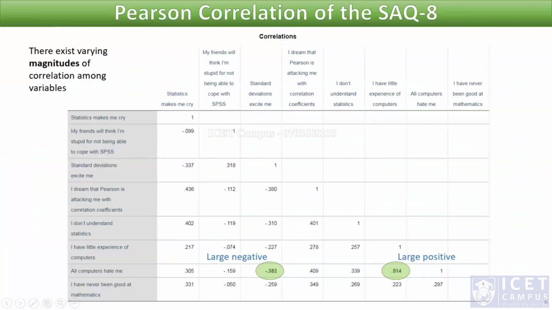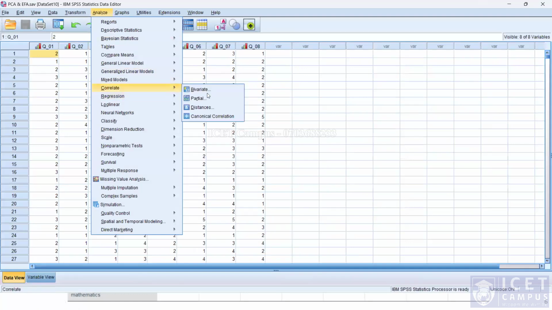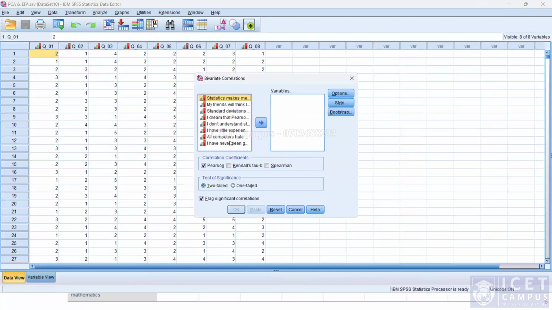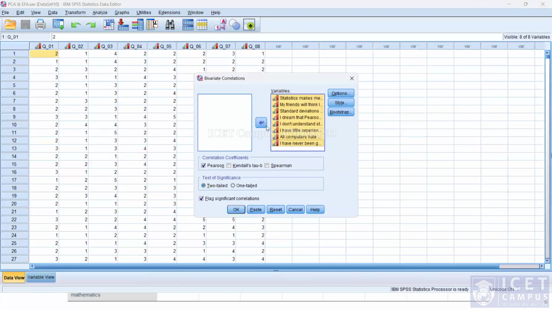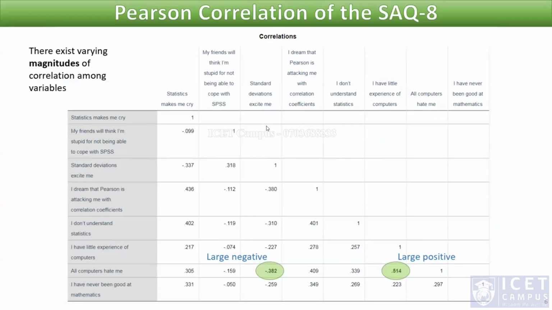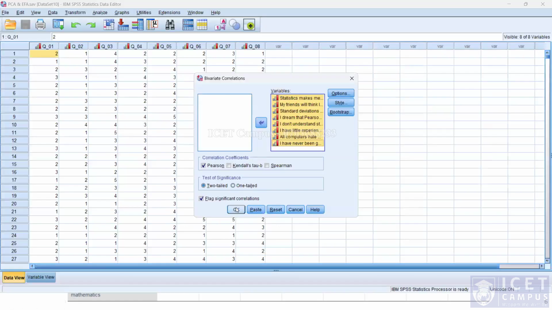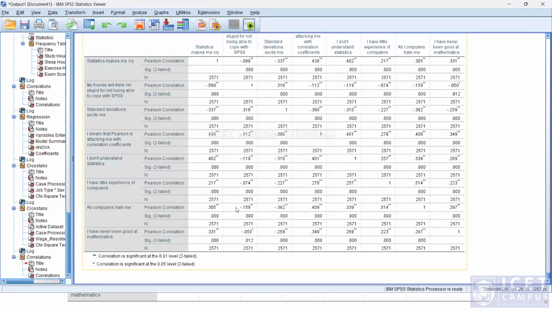We want only the correlations, so analyze, correlate by variable. We need to take all of these variables here. Then we need to calculate what? Yes, these are the correlations. So you can see here, minus 0.99.